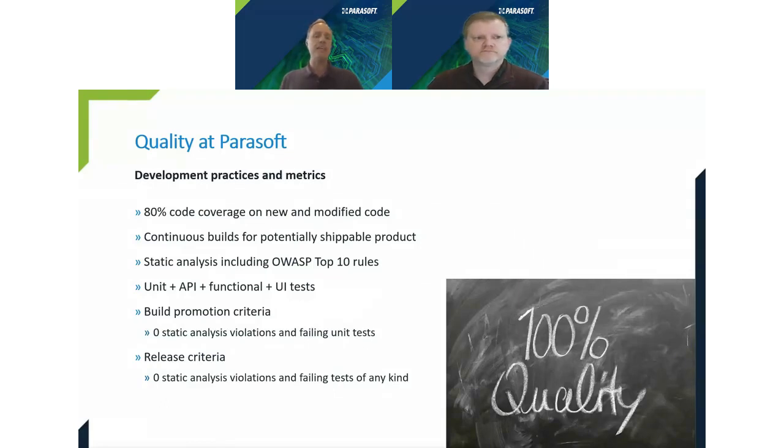Similarly, when we get to a release, in addition to that criteria, we're not allowed to have any failing tests of any kind, including our functional tests, our API tests, and so on. And so, we have a very high commitment to quality to ensure that when we build and release our software, it works the way that it's supposed to.